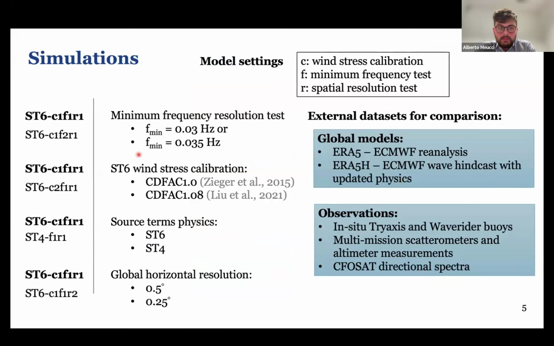We ran a number of tests on this, mainly to have a look at the minimum frequency resolution test to understand whether the big swell approaching the coast were affected by the lower part of the frequency bins. And then we also look at 2 different wind stress calibrations for ST6. These are very well-known calibrations that have been used. One was based on CFSR winds. The other one from Liu et al.